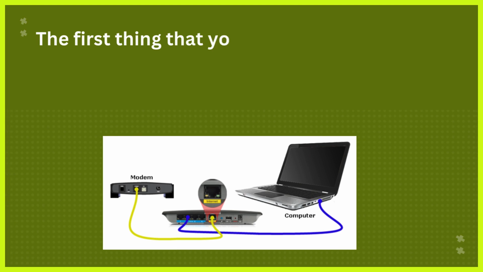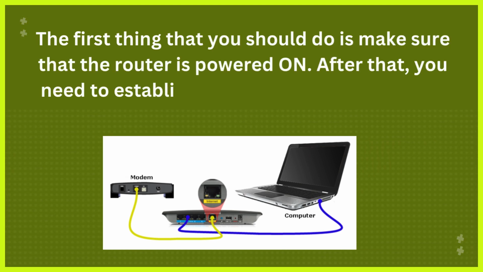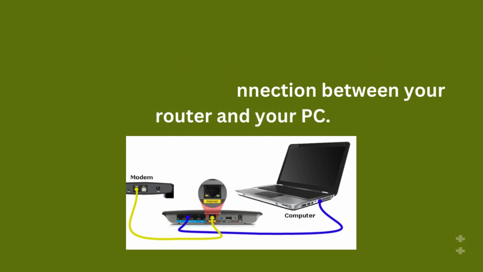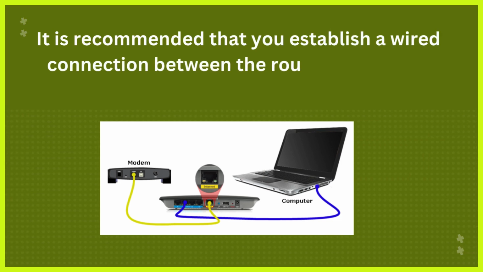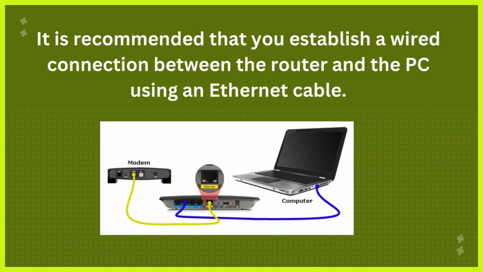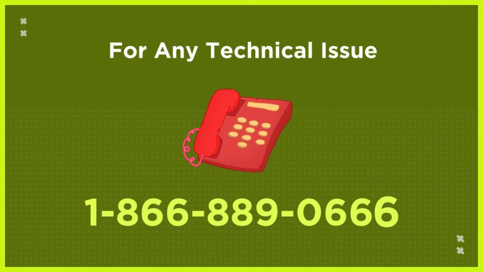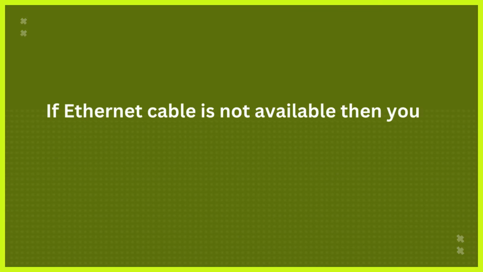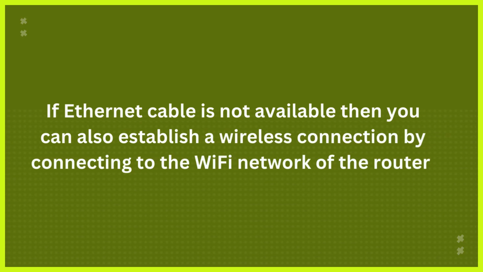The first thing that you should do is make sure that the router is powered on. After that, you need to establish a connection between your router and your PC. It is recommended that you establish a wired connection between the router and the PC using an Ethernet cable. If an Ethernet cable is not available, then you can also establish a wireless connection by connecting to the Wi-Fi network of the router.